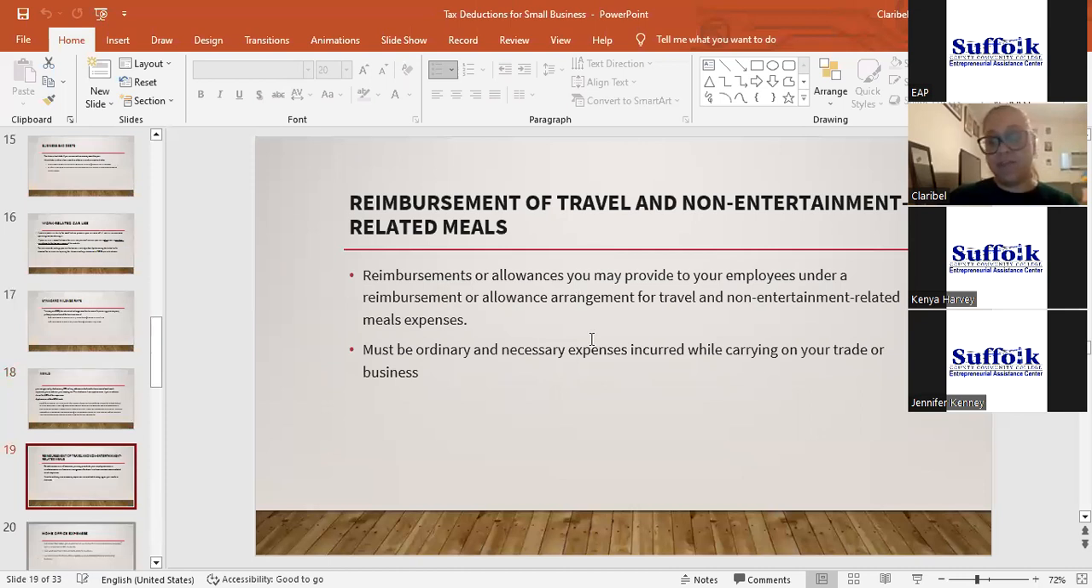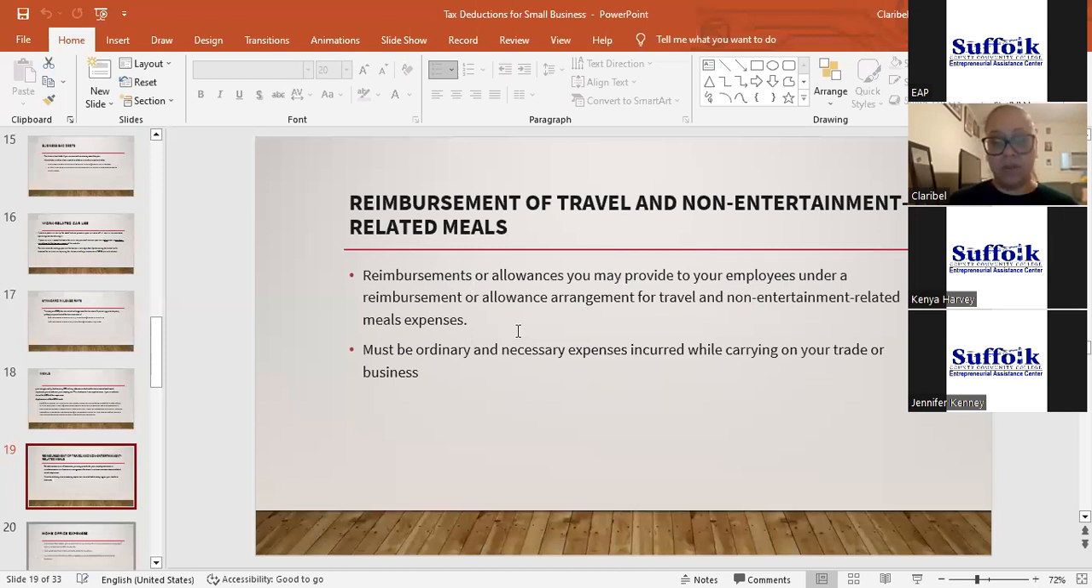If you reimburse, like if your employees have to travel for work, or if you have to travel for work, you can reimburse travel and non-entertainment related meals. For some reason, they did away with the entertainment related meals, but you can still deduct other non-entertainment related meals. So allowances you pay for your employees under a reimbursement allowance arrangement for travel and non-entertainment related meal expenses. So it's basically they're there to work, not to entertain.